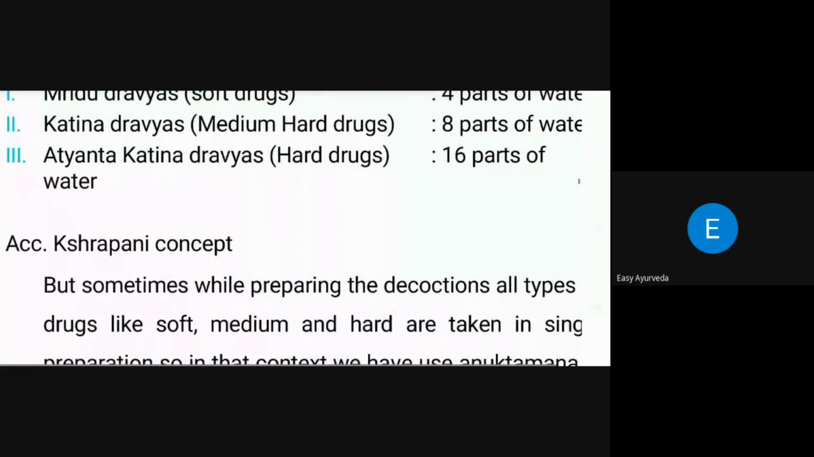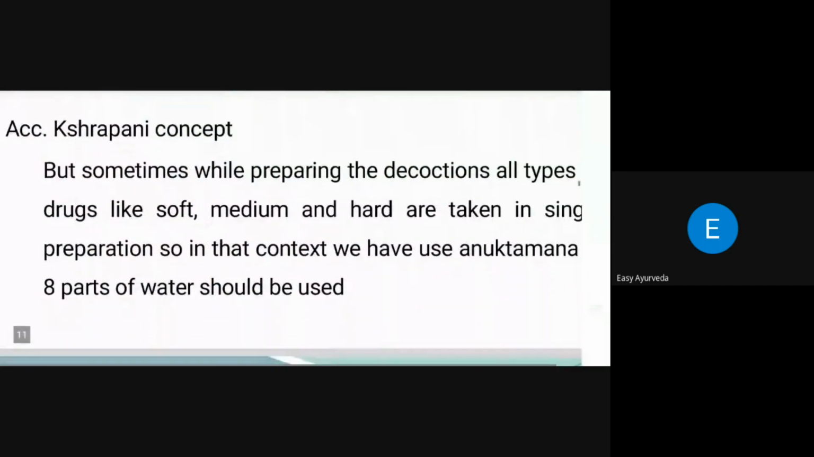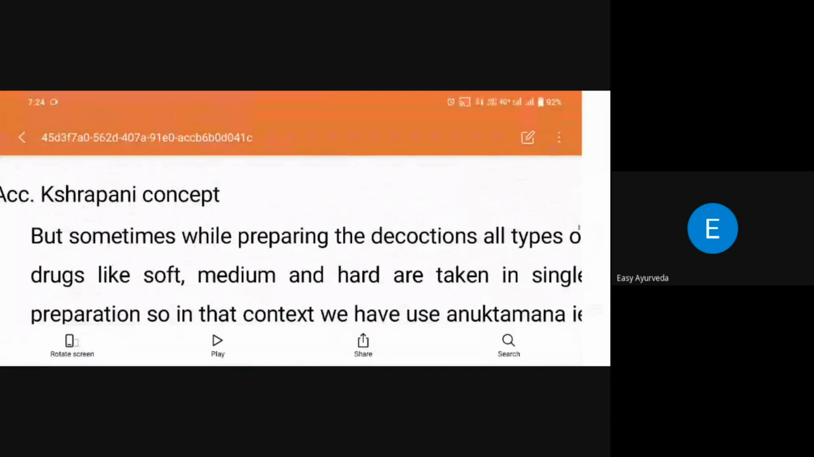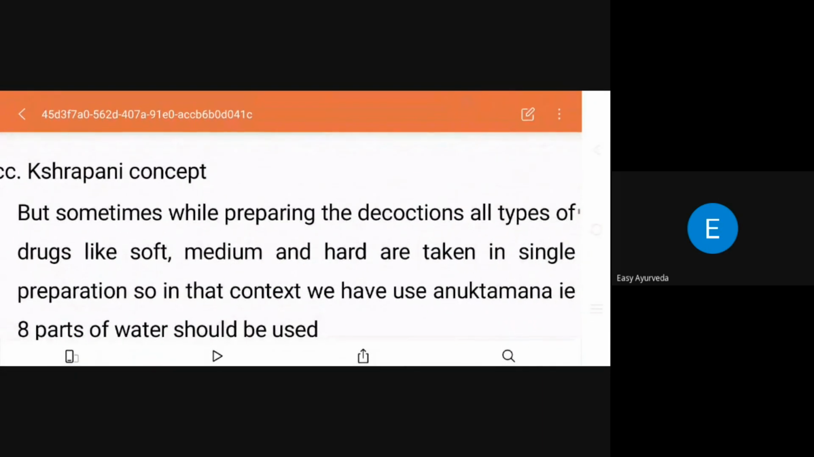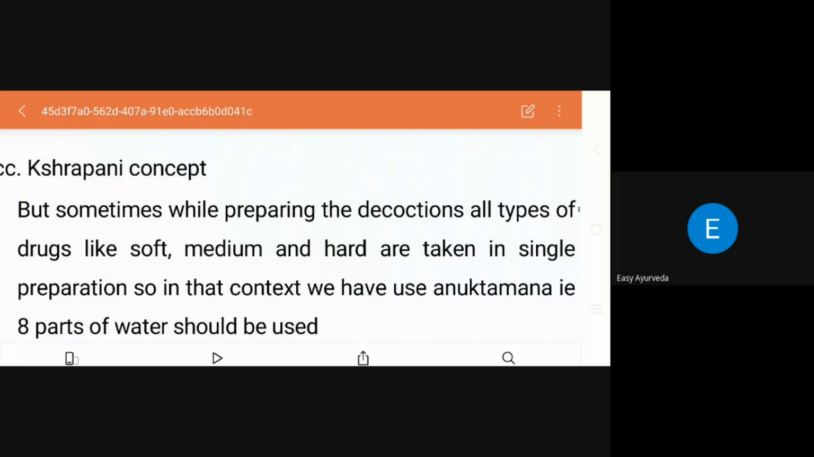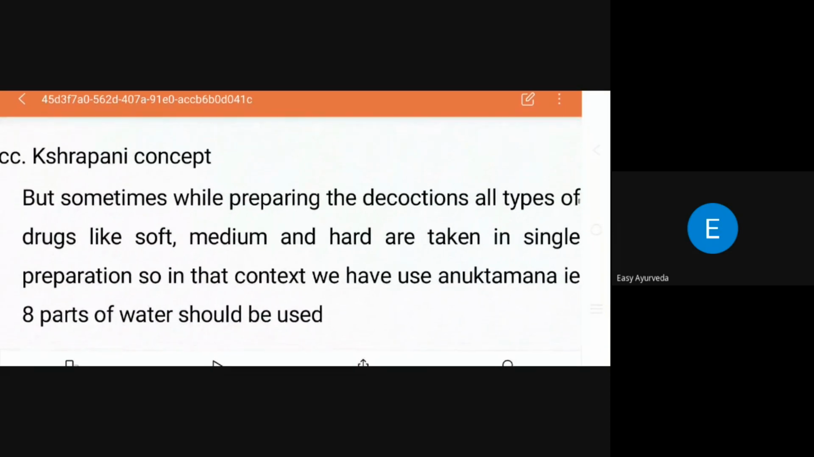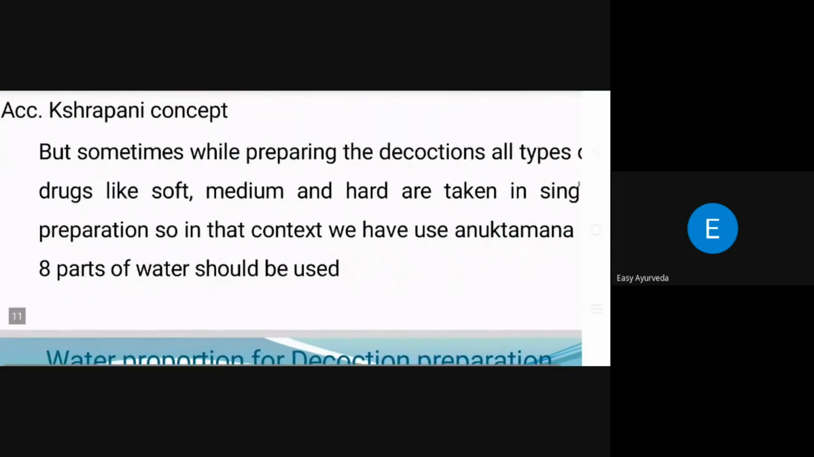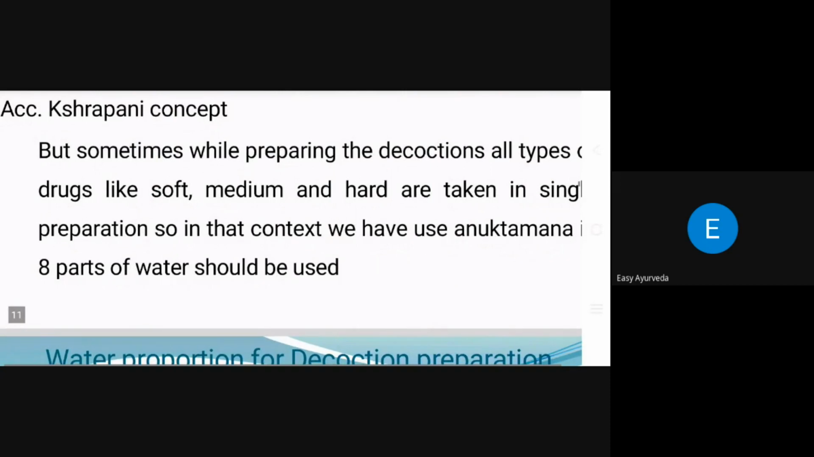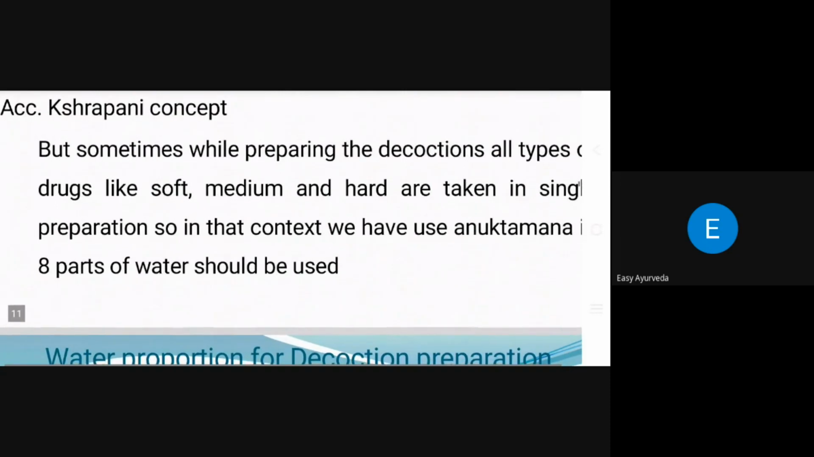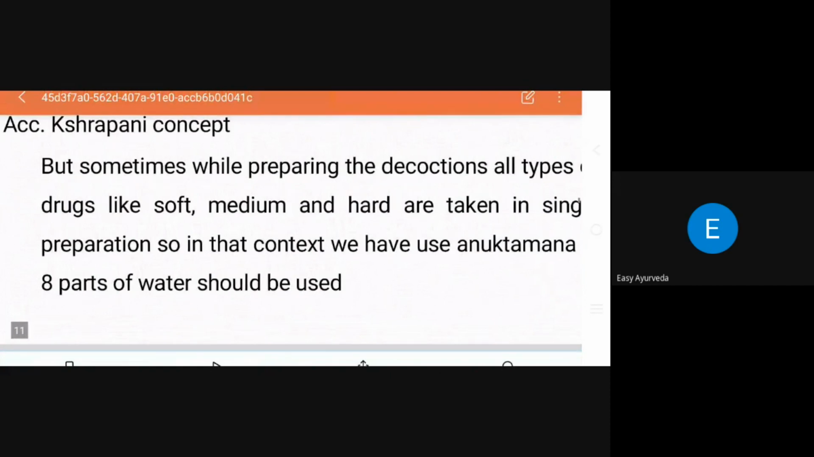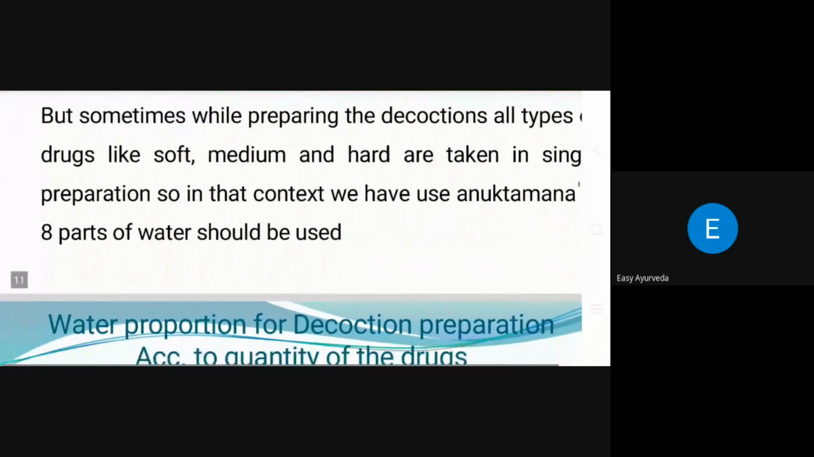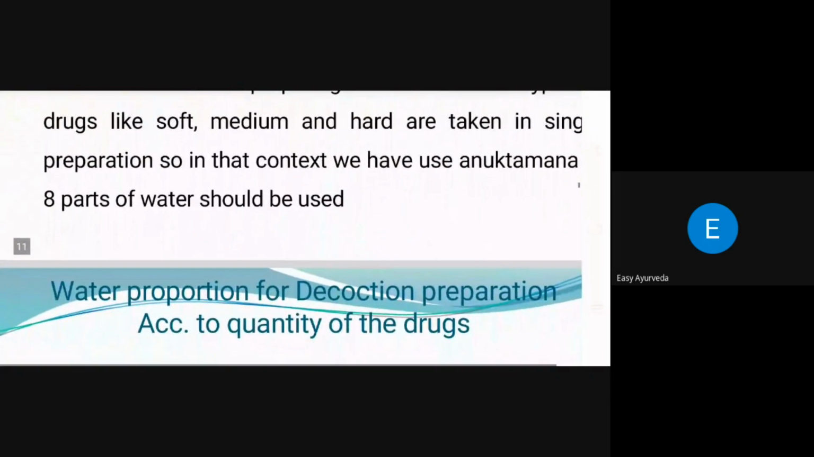What is the concept told by Acharya Ksheerapaka? Because in our formulations, while preparing decoctions, all types of drugs are sometimes mixed. Soft drugs, medium drugs and hard drugs can all be there in a single preparation. In this context, what we have to do is called anuktamana. If something is not available, the acharyas have given an anuktamana for this. Here Sharangadhara says that if you are adding all the soft, medium and hard drugs, the best option is to use 8 parts of water for the preparation of Kashaya. This is the concept of Sharangadhara.